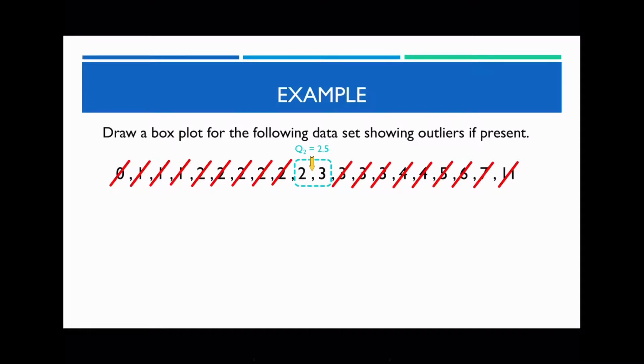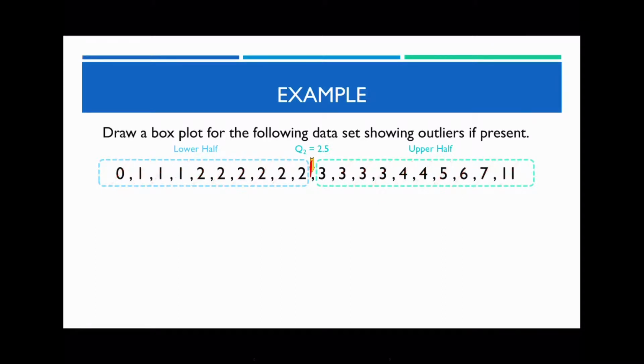And remember that your median essentially separates the data into two equal halves, the lower half and the upper half. Since our median value lies right over here in the middle, this is what our lower half and upper half would be. Now that we've separated our data set into the lower half and the upper half, we can find Q1 and Q3 by finding the medians of those respective halves.